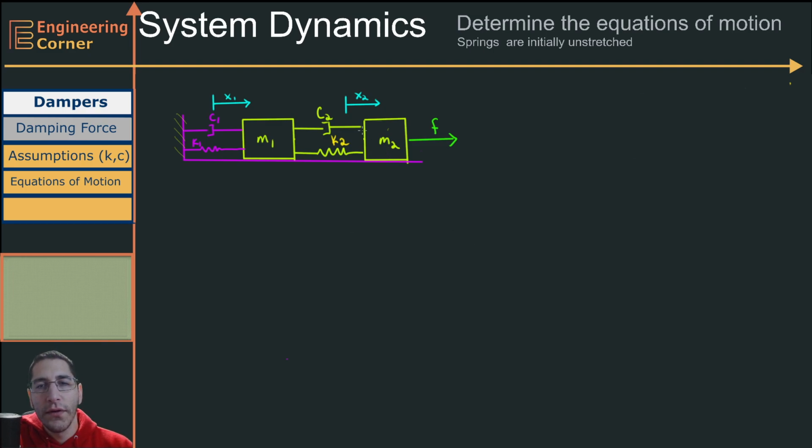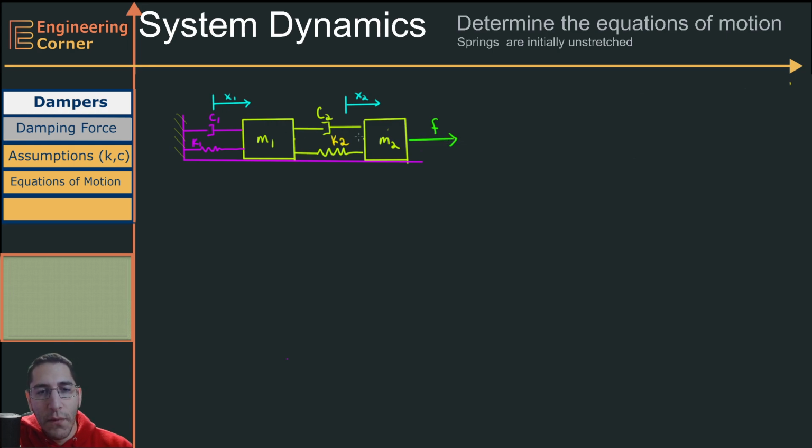In this video, what I want to do is derive the equations of motion of the system that we see here. And what this system is, it's two blocks. One block has a mass m1, the other has a mass m2, and this block that has a mass m2 is being pulled to the right with a force of F.